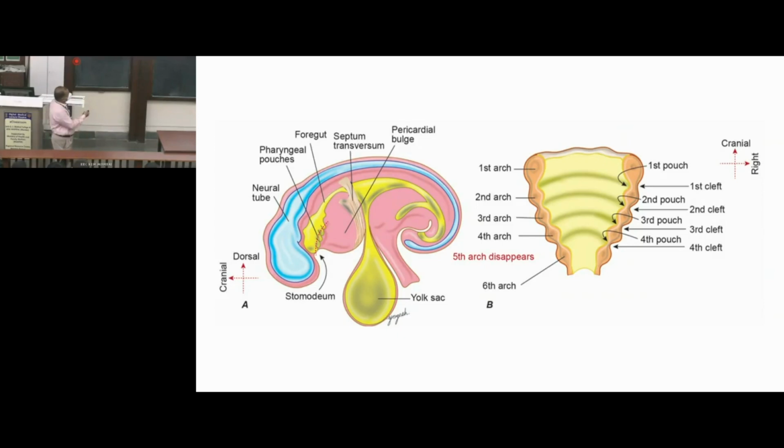Likewise, now if you see, there are 6 pairs of arches that develop. Out of the 6 pairs, the 5th one disappears. So finally what remains is 5 pairs of arches, but the numbers are 1, 2, 3, 4 and 6. What is there in between the arches on the inner aspect that is endodermally lined is called pouch. In between the arches that is covered by ectoderm is called cleft. So how many clefts and pouches will be there in between 5 arches? First pouch, second pouch, third pouch, fourth pouch. Same way first, second, third and fourth cleft. So the number is clear now.